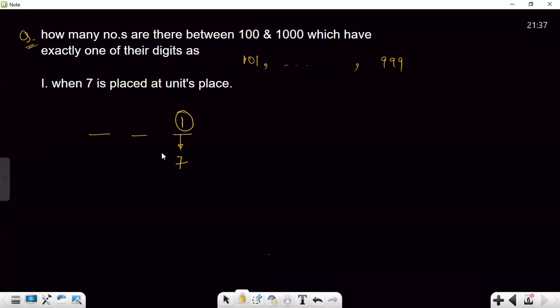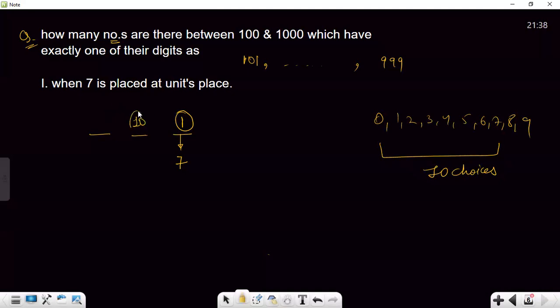When we are discussing numbers and the condition for repetition is not given, we assume that we are allowed to repeat the digits. So how many choices do we have to fill the second place? How many digits do we have from 0 to 9? There are 10 choices, and we may use any.